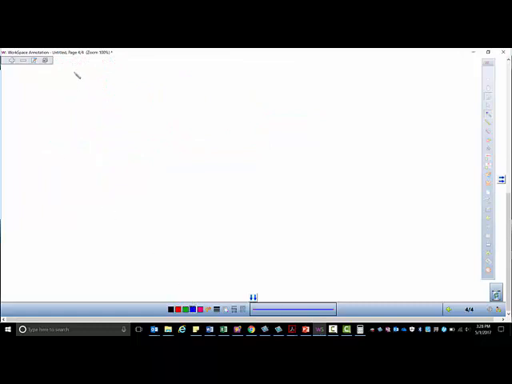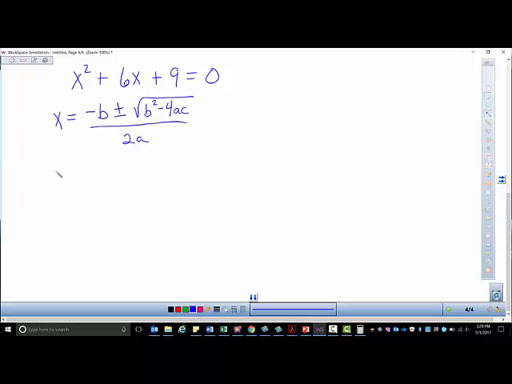Now here's an example of one that would give me one answer. Once again, my formula is negative b plus or minus the square root of b squared minus 4ac all over 2a. So my discriminant would be b squared minus 4 times a times c. So 36, 6 squared, minus 4 times 1 times c, which is 9. 36 minus 36 gives me 0. When the discriminant is 0, I just get one answer.